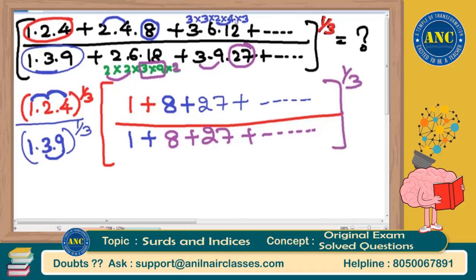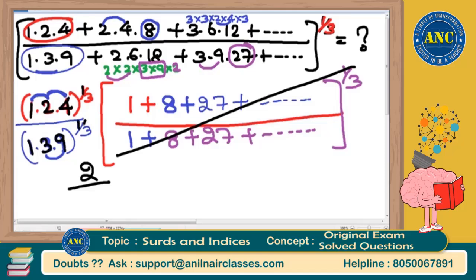Numerator and denominator both are the same, so it cancels. Power 1 by 3 gets cancelled. Or instead of cancelling the power directly, 1 into 2 into 4 is 8. 8 power 1 by 3 is 2. 1 into 3 into 9 is 27. 27 power 1 by 3 is 3. Cube root of 27 is 3. So 2 by 3 should be the answer.